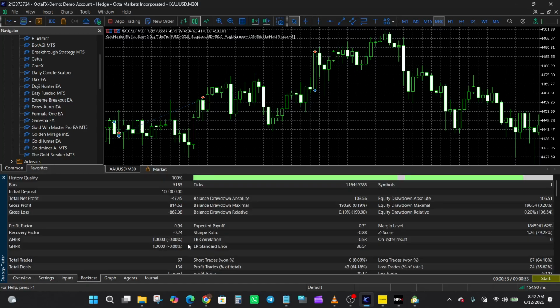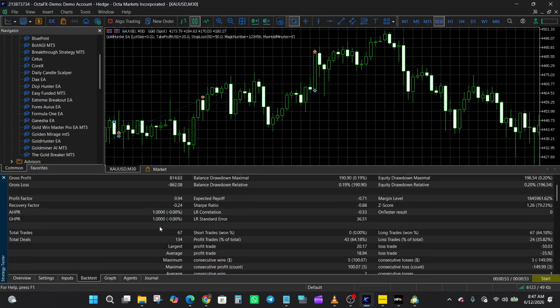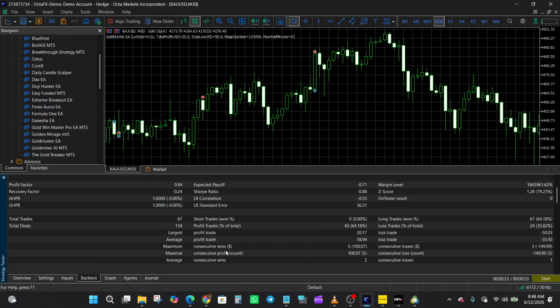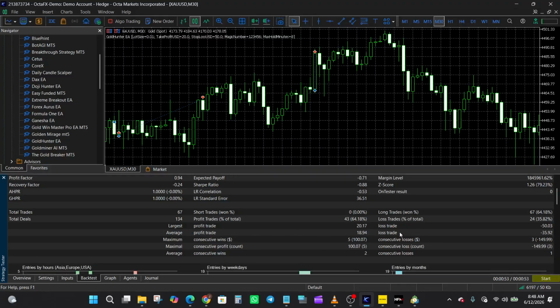For the delays, we're using the last ping to the server and we're using the every tick modeling. Looking at the results, what we can see here is that from an initial deposit of 100,000, the total net profit was negative 47.45, and the total number of trades taken were 67. Out of those 67 trades, 43 were profitable, giving us a 64.18% win rate. All right, and then we can also see that the largest profit was 20.17 and the largest loss was 50.03. The average profit was 18.94 and the average loss was 35.92.